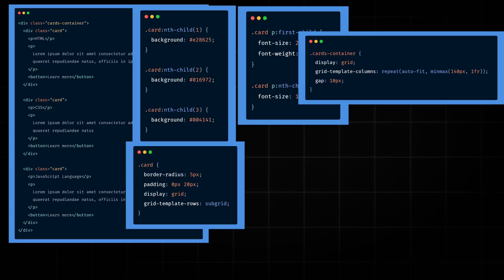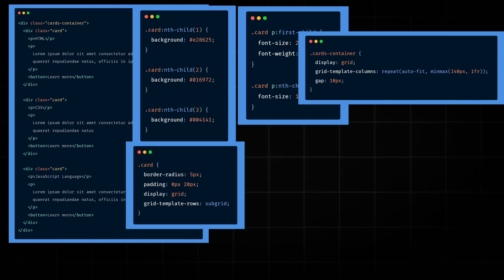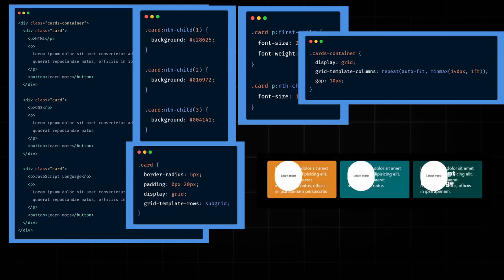So now, to add a subgrid, we first apply the grid property to the boxes. Then, we use grid template rows and set its value to subgrid. In the developer tools, we can now see that the cards have a small label that says subgrid. But after we added subgrid, we can see it broke the layout. That's because subgrid doesn't create rows or columns implicitly. In our code, we never defined a grid template rows property on our container, so we didn't tell our boxes how many rows they should be holding.